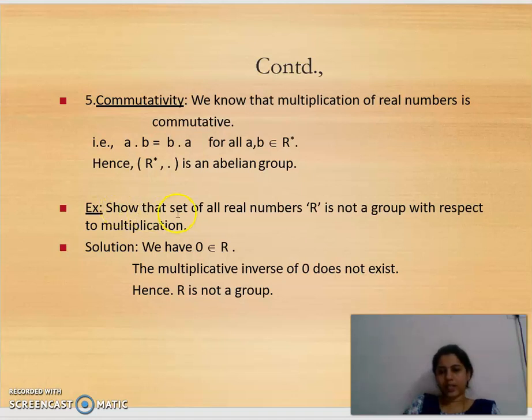Next example: show that the set of all real numbers R is not a group with respect to multiplication. Previously we took only the non-zero real numbers. Here we are taking all real numbers, so we have 0 belonging to R. If you multiply any element with 0, you won't get the same element, you'll get 0. So that's why it fails the closure property. So all real numbers with multiplication is not a group.